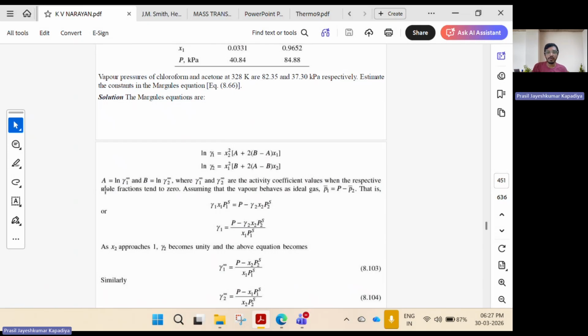A is equal to ln gamma 1 infinite, B is equal to ln gamma 2 infinite, where gamma 1 infinite and gamma 2 infinite are infinite dilution activity coefficients. When x1 tends to 0, this is ln gamma 1 infinite. When x1 tends to 1 or x2 tends to 0, it is ln gamma 2 infinite. And when we replace P is equal to P1 plus P2, what is P? P is equal to x1 gamma 1 P1 sat plus x2 gamma 2 P2 sat.